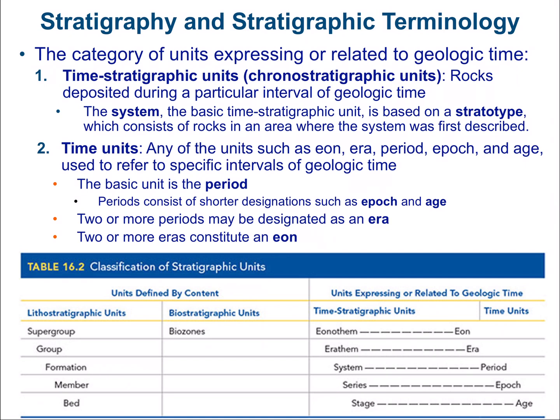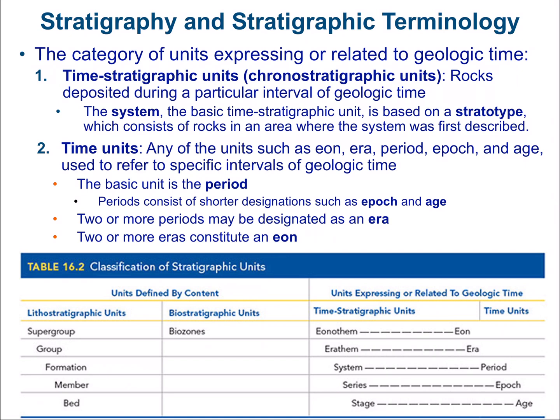Now, the category of unit expressing or related to geologic time, we have our time stratigraphic units, also known as our chronostratigraphic units. Those are going to be our rocks deposited during a particular interval of geologic time. So we have our system is the basic time stratigraphic unit, and it's based upon a stratotype, which consists of rocks in an area where the system was first described.